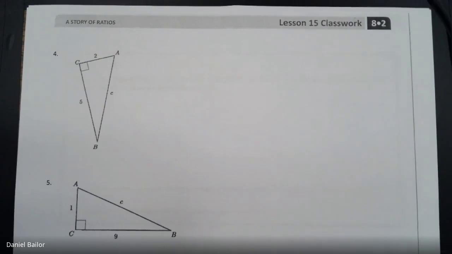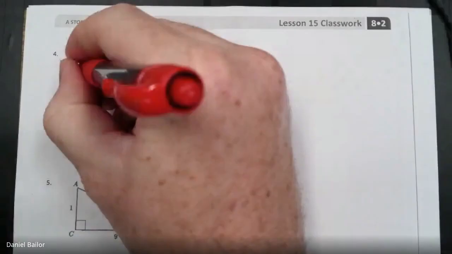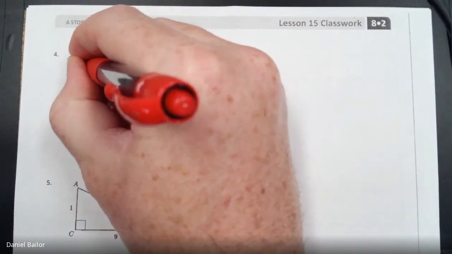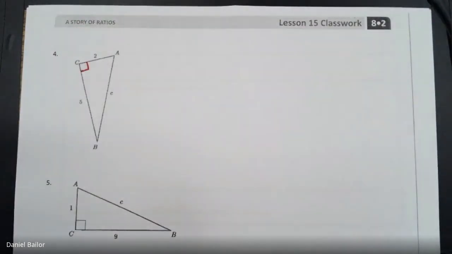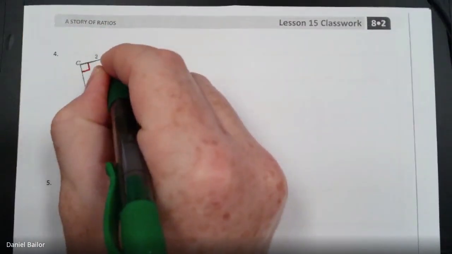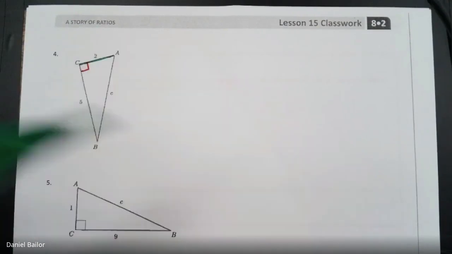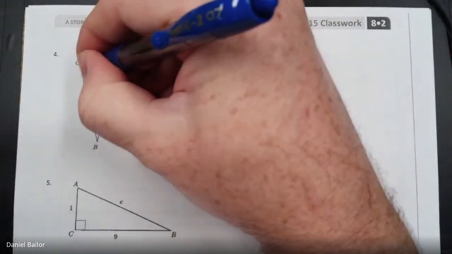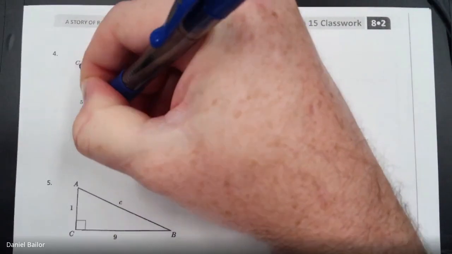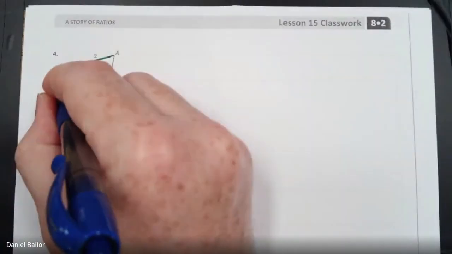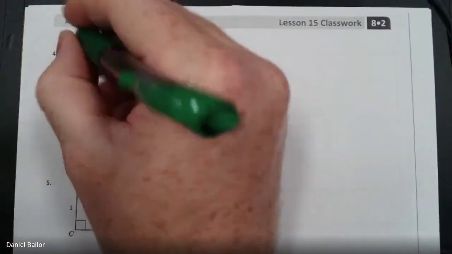Triangle 4 is rotated around a little bit weird. But remember, it does not matter which way the triangle is rotated. You find the right angle. There's the right angle right there. So you know the legs are connected to the right angle. The legs have to be connected to the right angle. So find the right angle, and then find your legs.